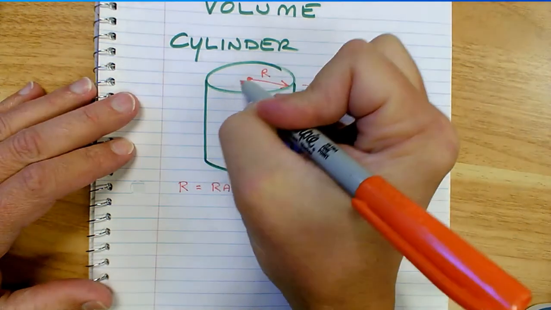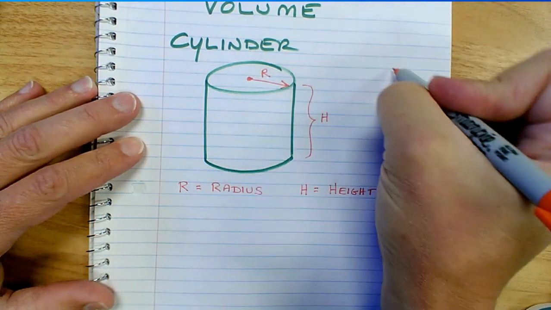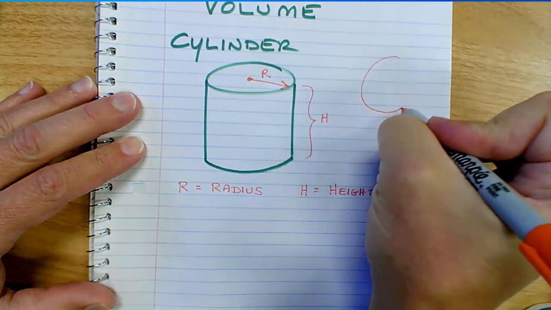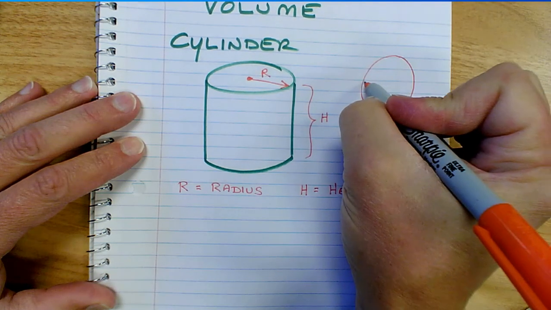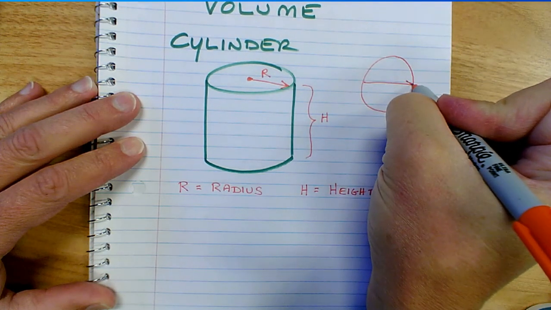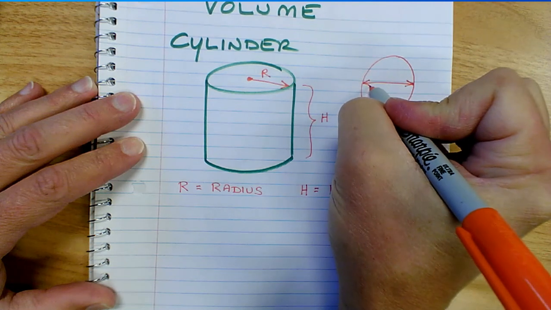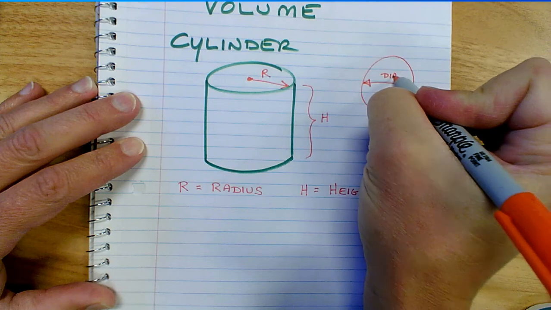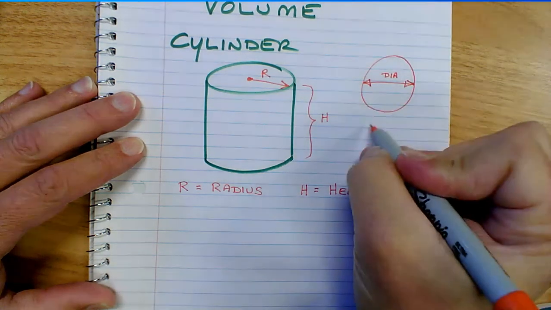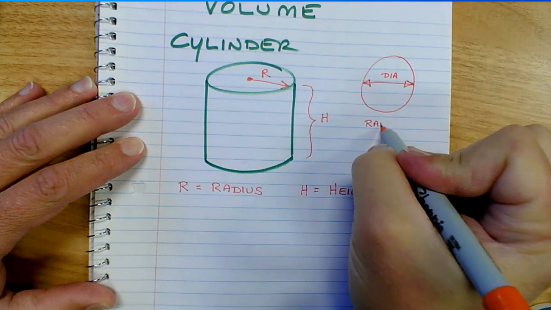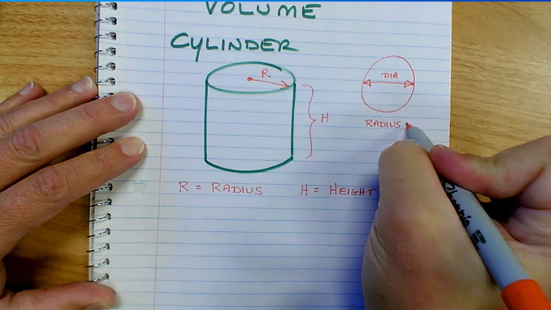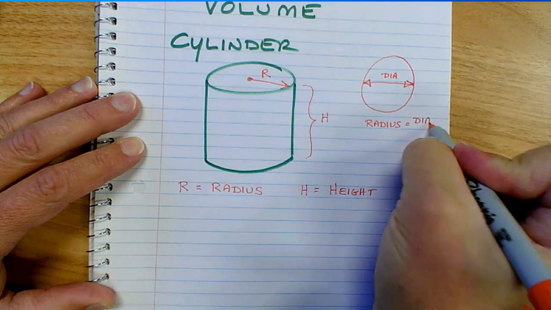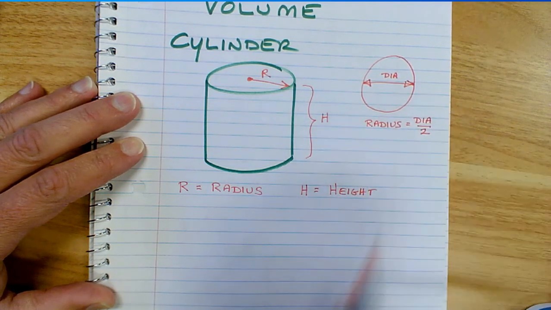And let's put just a reminder here that a diameter is twice the radius. So this would be, let's put a circle here. If that's a diameter, the radius equals diameter cut in half. And hopefully that's already inside your brain.